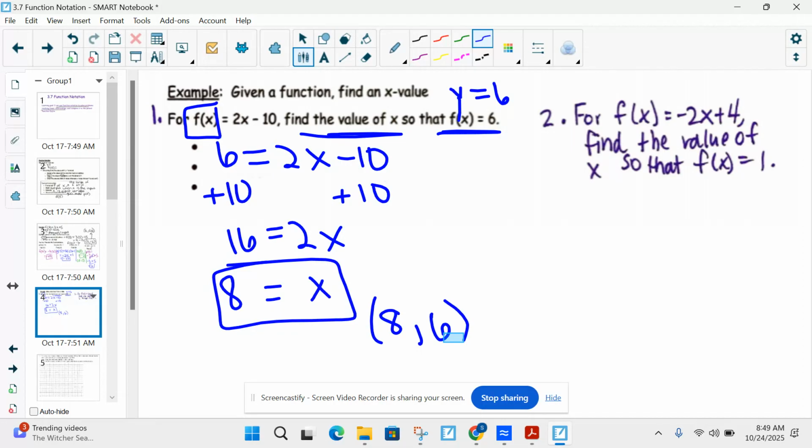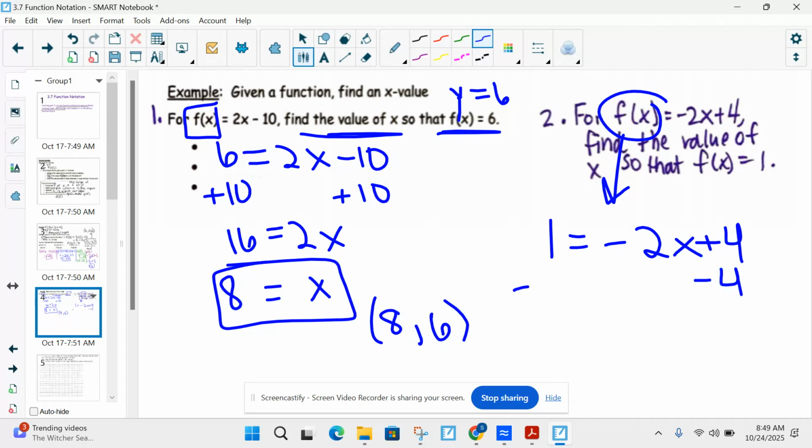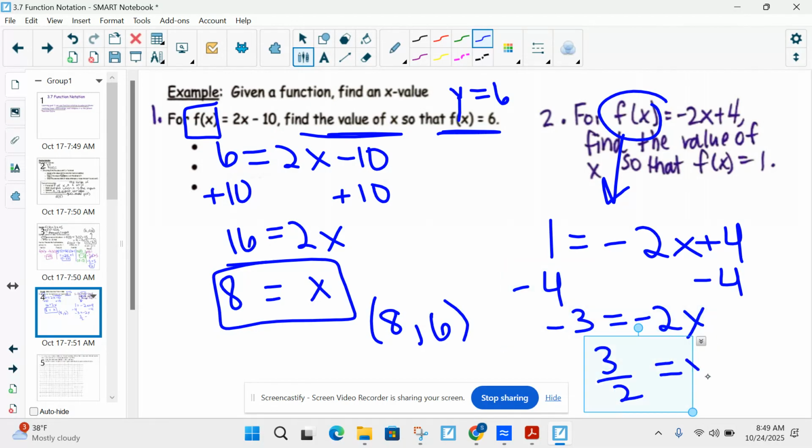Okay, number 2. It says find the value of x so that f of x equals 1. So we're going to replace the f of x with 1 equals -2x plus 4 and solve it. So subtract the 4 over to get -3. Divide by -2 and you get positive 3/2 equals x because the negatives would cancel out.